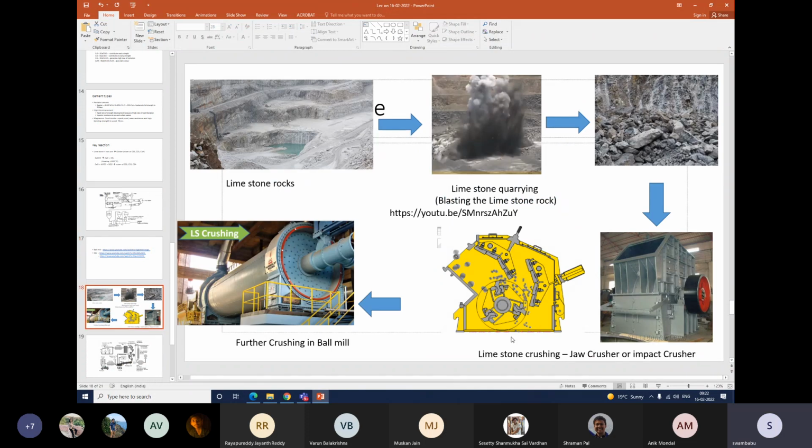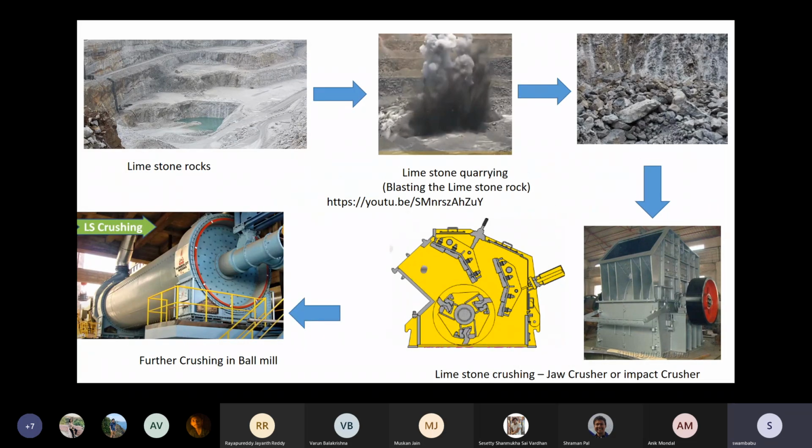So that ball milling, often they grind it such that it passes through, or it will be almost like a 75 micron size, or smaller than that. So it almost gets from big chunks of rocks to fine particles of almost 75 microns. It will reduce to 75 microns after the ball milling process.